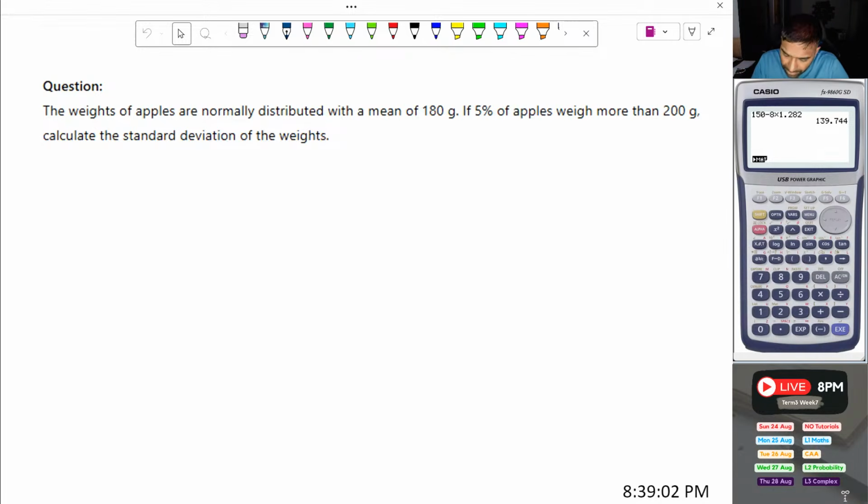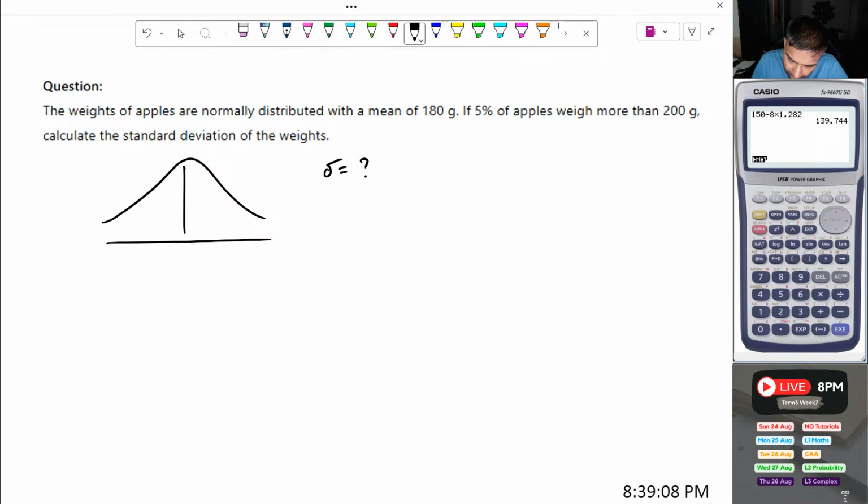All right, so drawing the graph first. Just let's get that out of the way first. Standard deviation is what we're trying to figure out. We know the mean. The mean is 180. And it says if 5% of the apples weigh more than 200 grams. Now, if this is 180, 200 is going to be somewhere here. And we've got the 5% of apples, which is this part here.